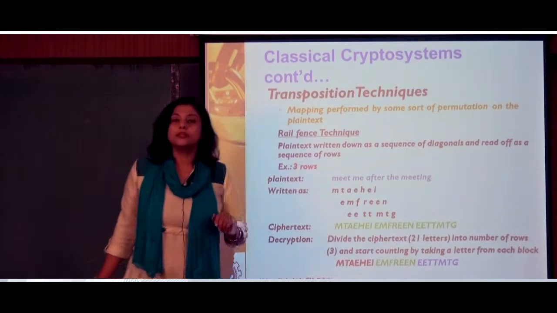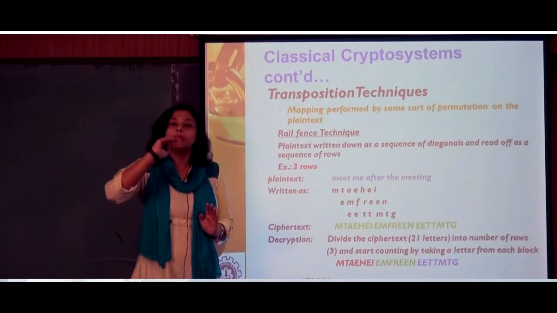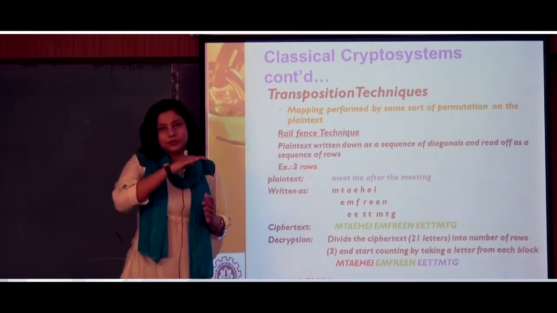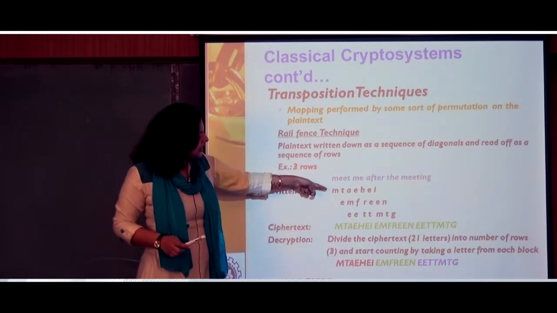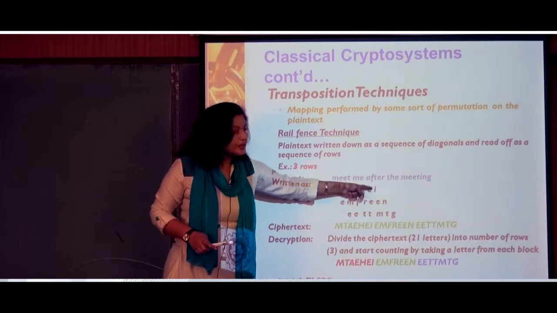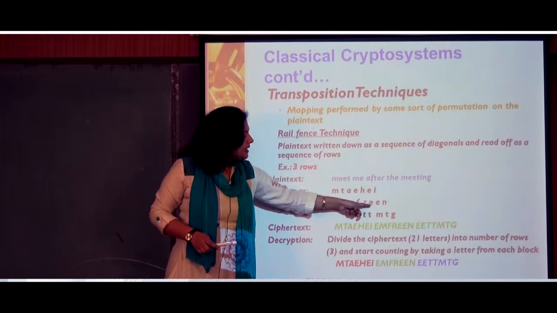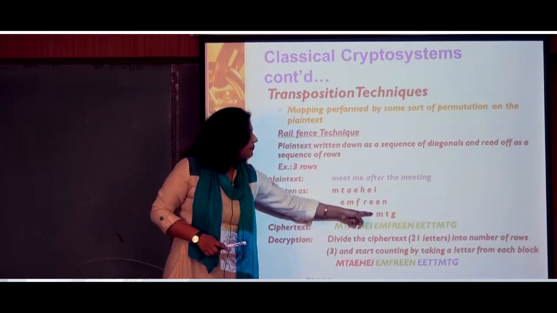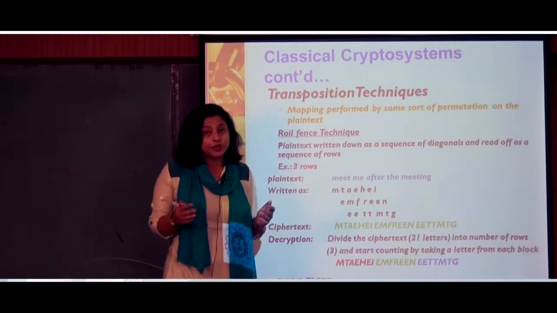You have completed writing the letters of the plain text in diagonal form in 3 rows. Now you start reading in sequence of rows. So what will be your ciphertext now? It will be M T A E H E I, then E M F R E E N E E T T M T G. So this will be your ciphertext. Now how to decrypt the algorithm?